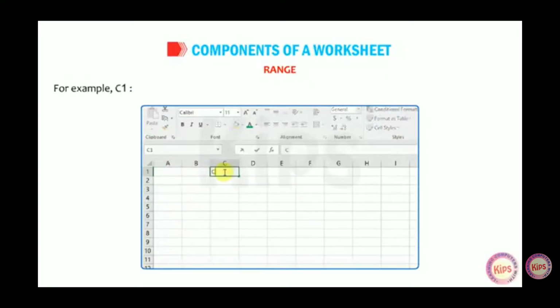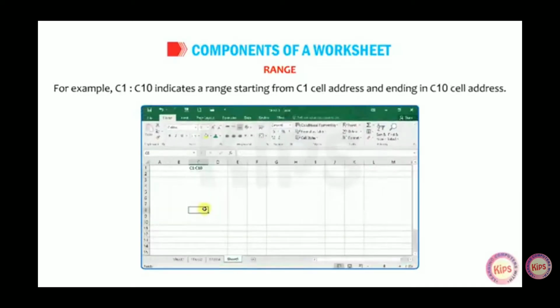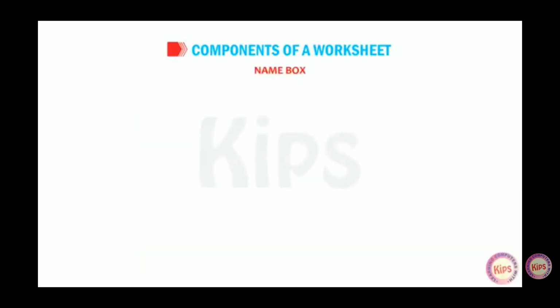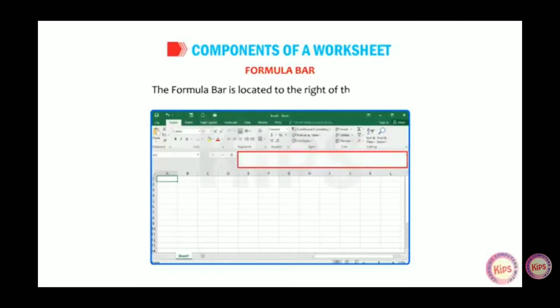For example, C1 to C10 indicates a range starting from C1 cell address and ending in C10 cell address. Name box. The name box is located just above the column heading on the left side of the window. This area displays the location of the cell pointer. Formula bar. The formula bar is located to the right of the name box. This bar shows the characters and formulas that you enter in an active cell.